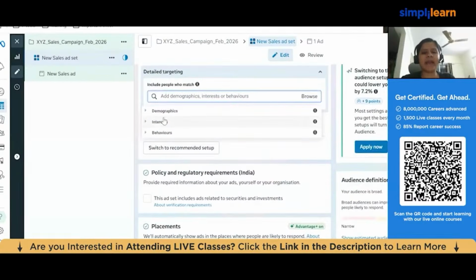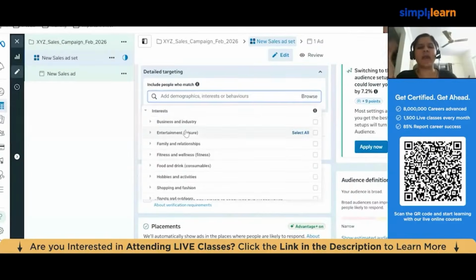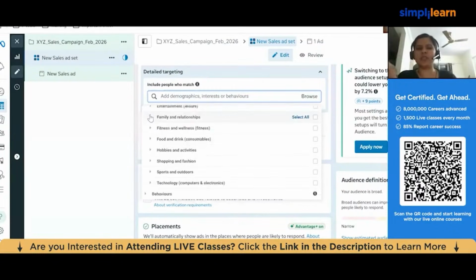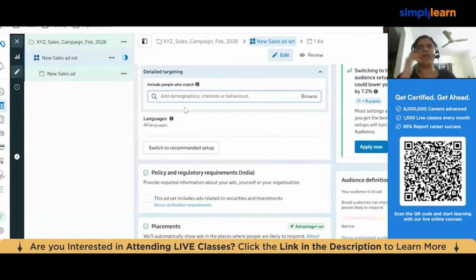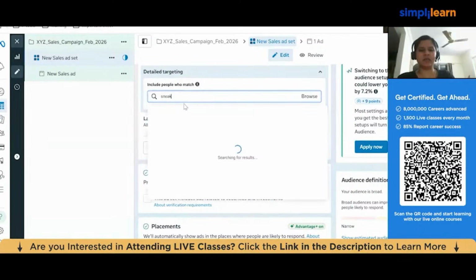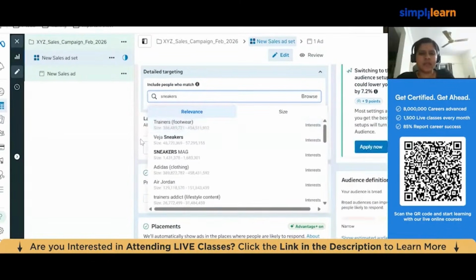Now with targeting, guys, there are a few thumb rules. You should first begin with your interest targeting. Obviously, whenever we do targeting, the basic thing that we would want is that people should be interested in your product or your services. So you can go into this interest section and find whatever you are selling as an interest over here. If you don't want to do it this way, you can directly search as well. For example, in our case, we are selling sneakers, right? So I'll search for sneakers over here.